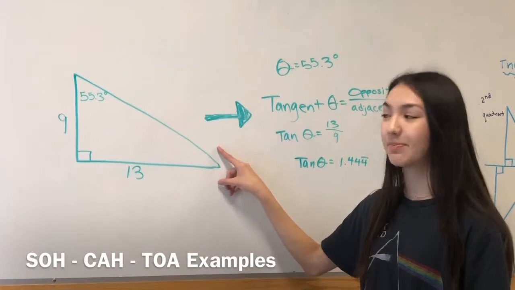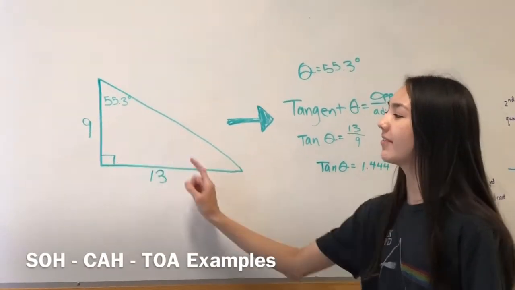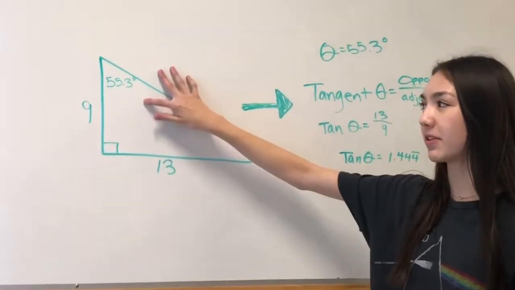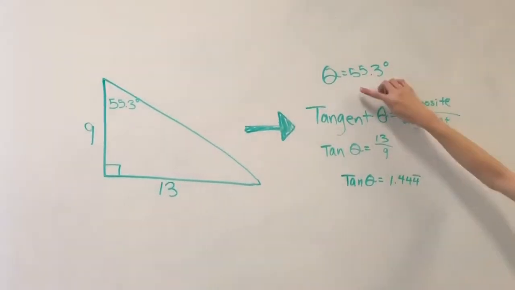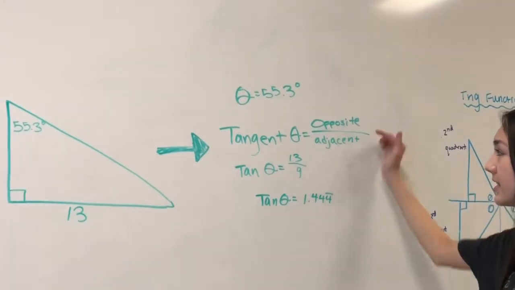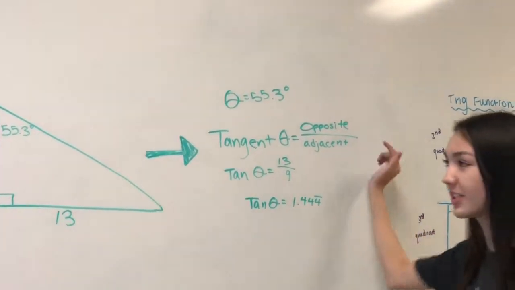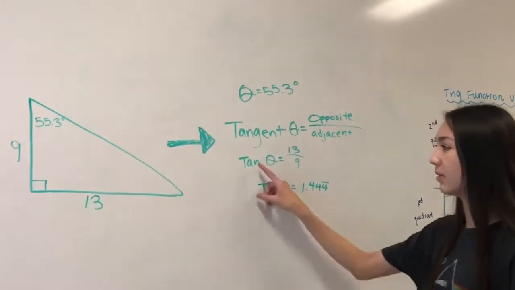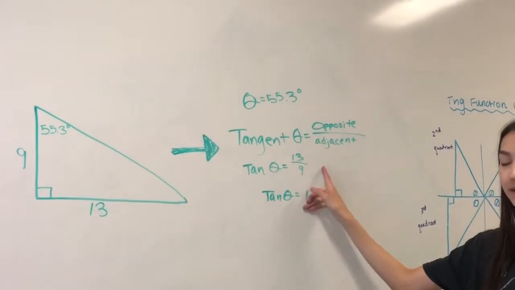So this is our example where we are given 9, 13, and 55.3 degrees, which will be our theta value. This is a tangent equation because it is always opposite over adjacent. Our exact value will be tangent theta equals 13 over 9.